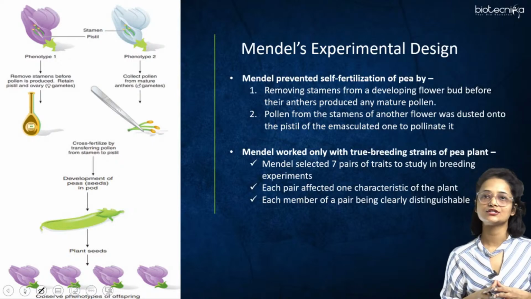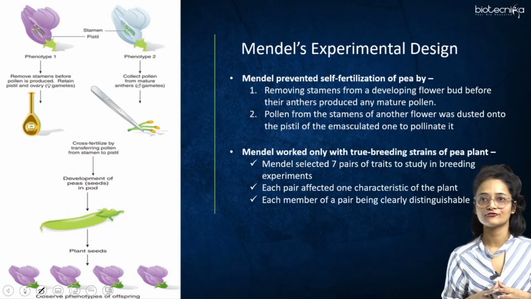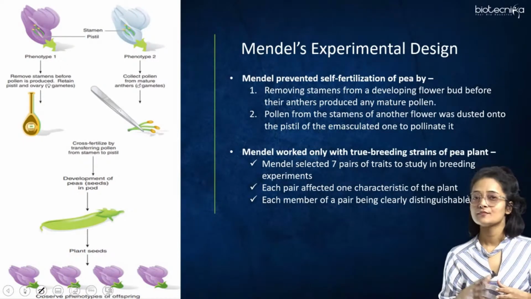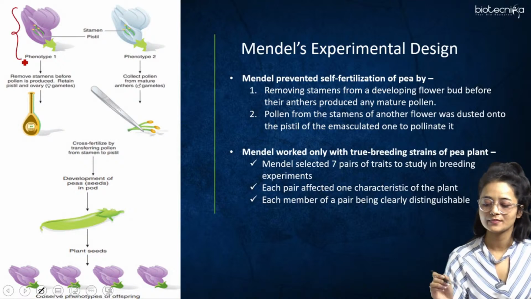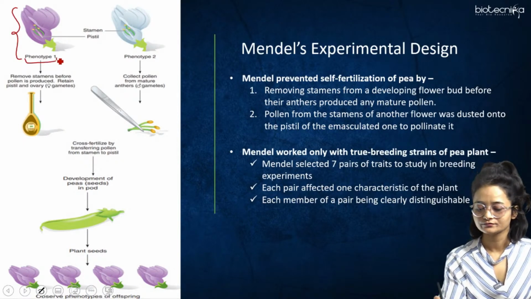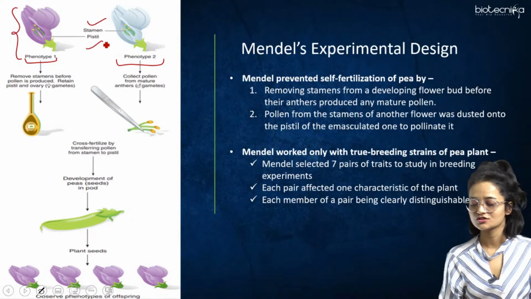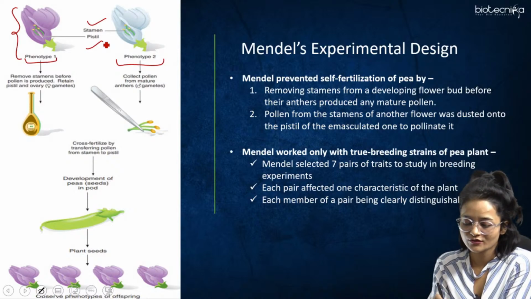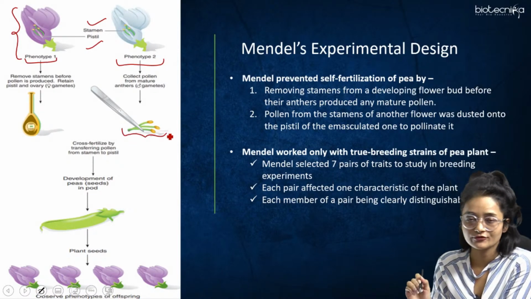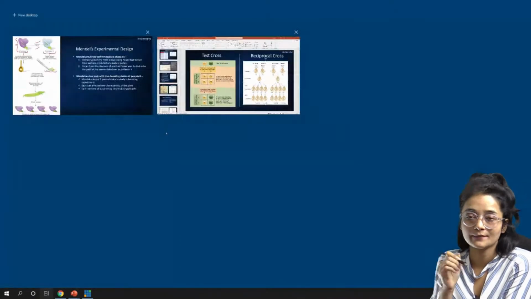So firstly, what did he do to prevent the self-fertilization in the pea plant? Firstly, he removed the stamen from a developing flower bud before their anthers produced any mature pollen. So this is the pea plant, phenotype 1, and phenotype 2. Both have the stamen and pistil. So what did he do? He removed the stamens from a developing flower bud. These stamens were removed before the anthers produced any mature pollen in this particular plant.